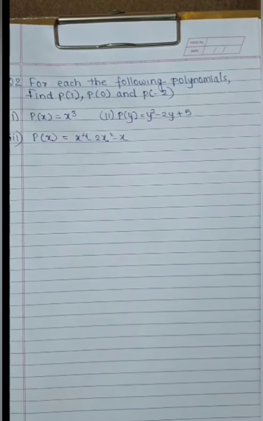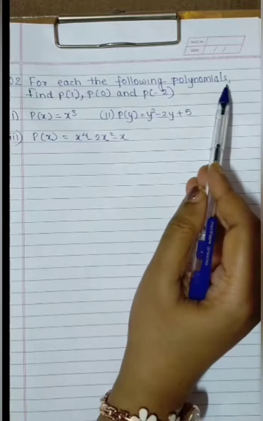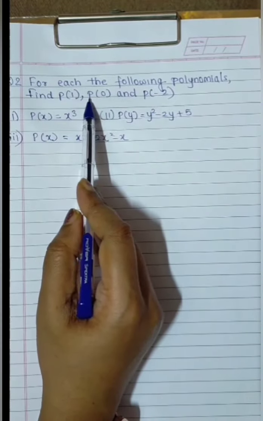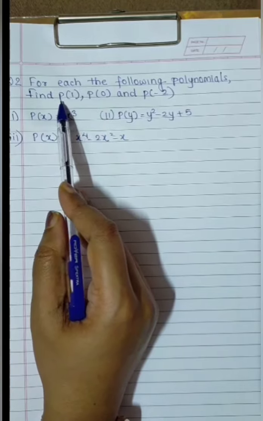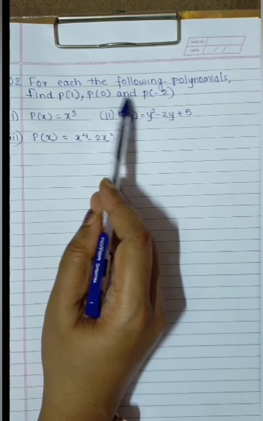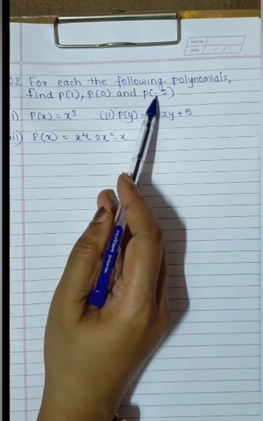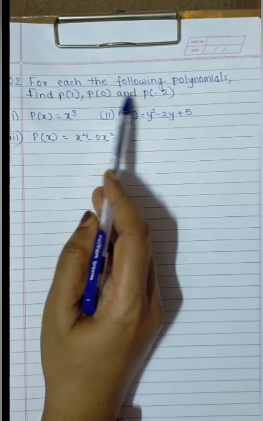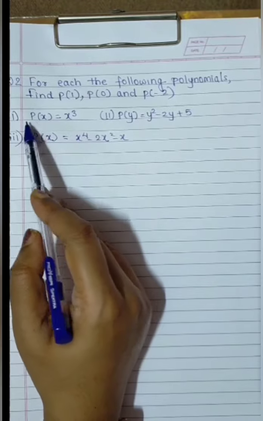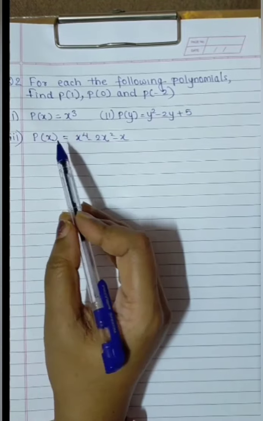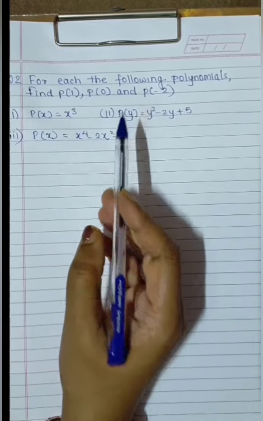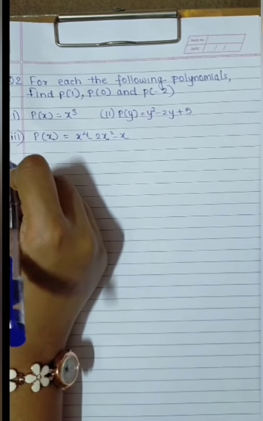Now question number 2 is given. For each of the following polynomials, find p of 1, p of 0 and p of minus 2. So we have the values given as 1, 0 and minus 2, and we have 3 equations which we are going to solve with the help of these. So I am writing here the solution.